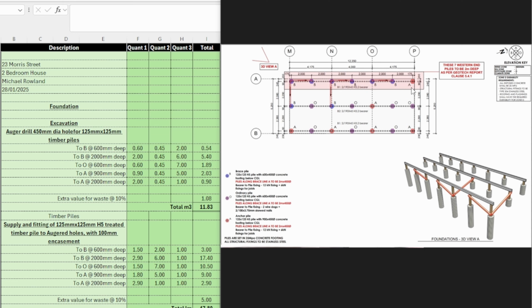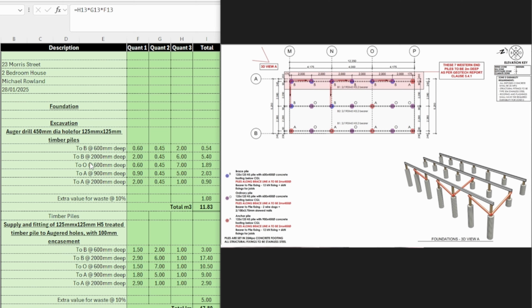So first we need to drill the holes. What we do is we apply what we see here over to this spreadsheet. We'll go with the bracing piles first, the ones that are 600 mil deep. So we've got an auger at 450 mil diameter for holes to take a 125 by 125 timber pile. B's at 600 mil deep, so we apply the 600 mil, 0.6, and we know the diameter is 0.4, and according to the B for the 600 mil deep, there's only 2, so that'll be this one here.